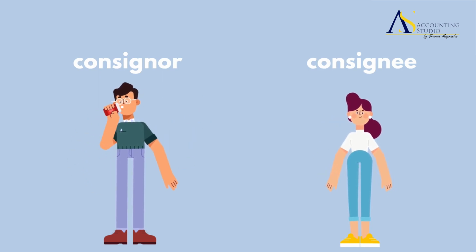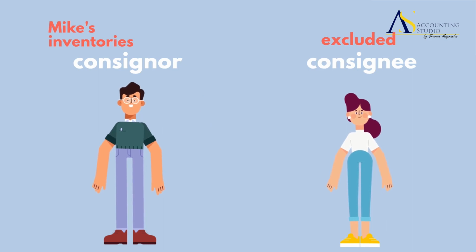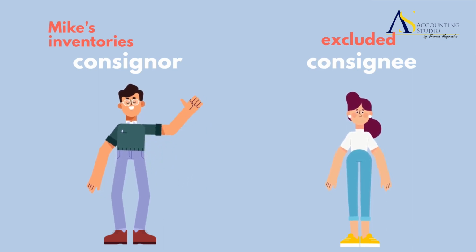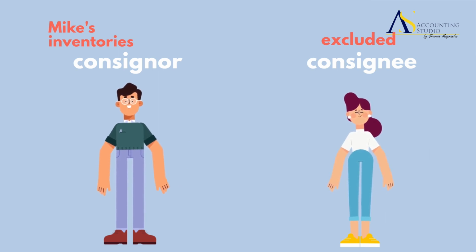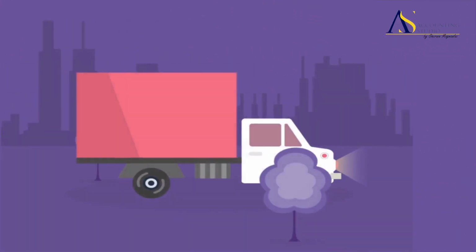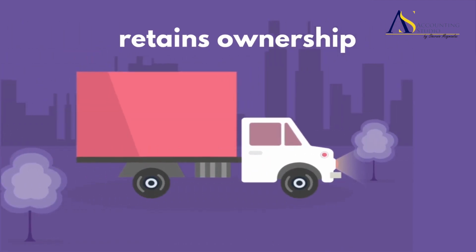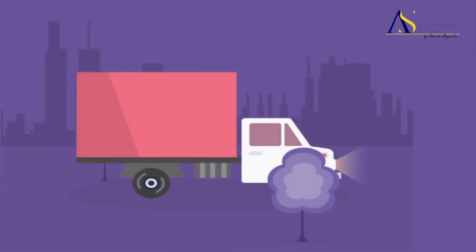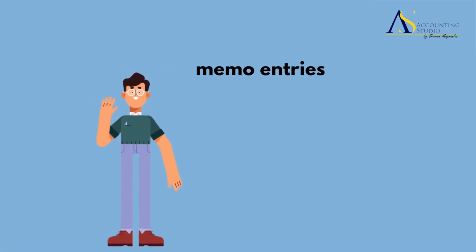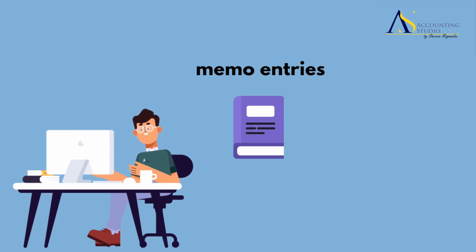Consigned goods still form part of Mike's inventories and are excluded from Max's inventories, since she does not own the goods. She is merely selling the goods on behalf of Mike. Therefore, when Mike delivers the goods to Max, Mike still retains ownership over the consigned goods. Hence, it is still part of his inventory. Memo entries are only prepared since ownership of goods is not transferred between the parties.